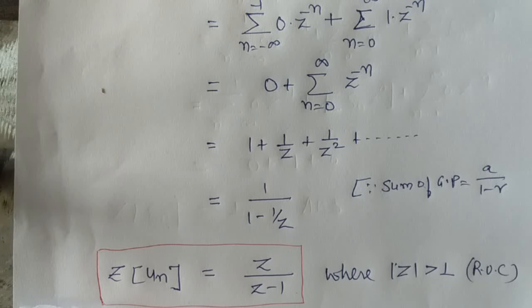Now the region of convergence. The region of convergence is what? Mod r is less than 1. That is, the common ratio is 1 upon z. So 1 upon mod z is less than 1, which gives mod z is greater than 1. So this is the region of convergence. For the region of convergence, mod r should be less than 1.